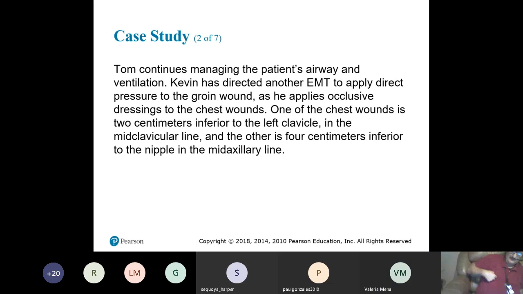Okay, so how far down? 4 centimeters. And then? In the side, underarm area, or right below. Right there in that area. Right in here? Mid-axillary. Okay. My lungs are underneath there. Okay, good. All right, moving on.